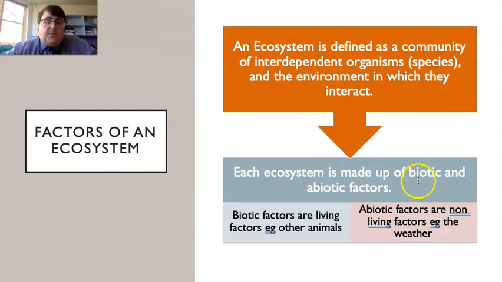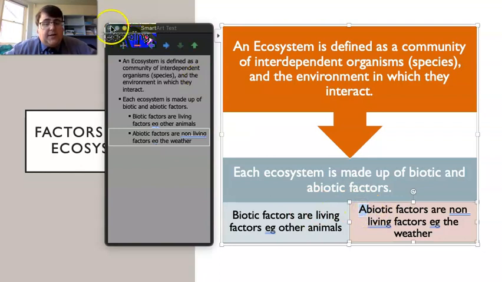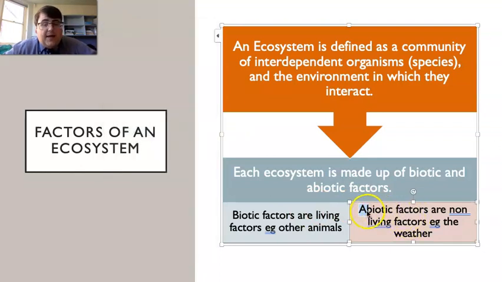Now biotic, because bio means life, biotic factors are the living factors, so for example other animals in the ecosystem. And abiotic, remember any time in biology that you see an A or an in front of a word, it means the opposite. So abiotic is non-living. They're all the non-living factors, so it could be things like weather.